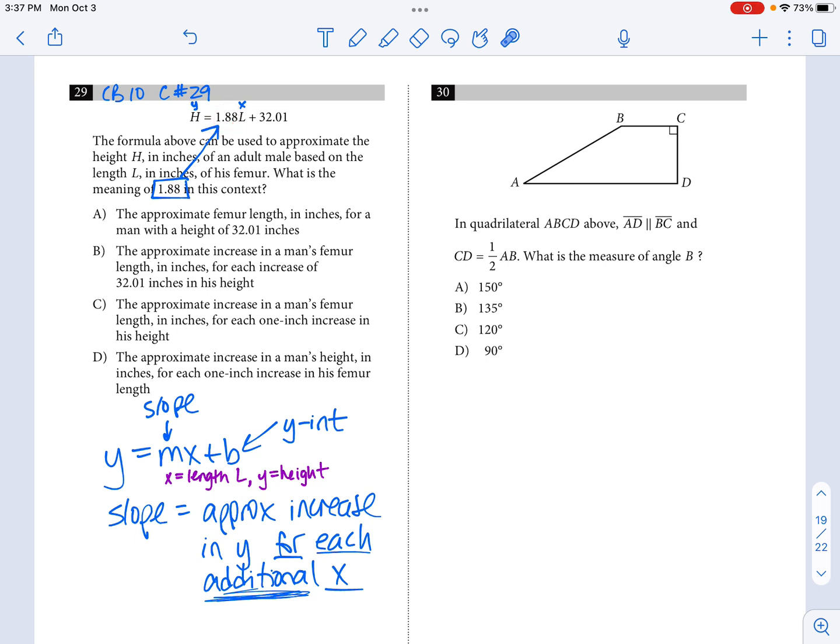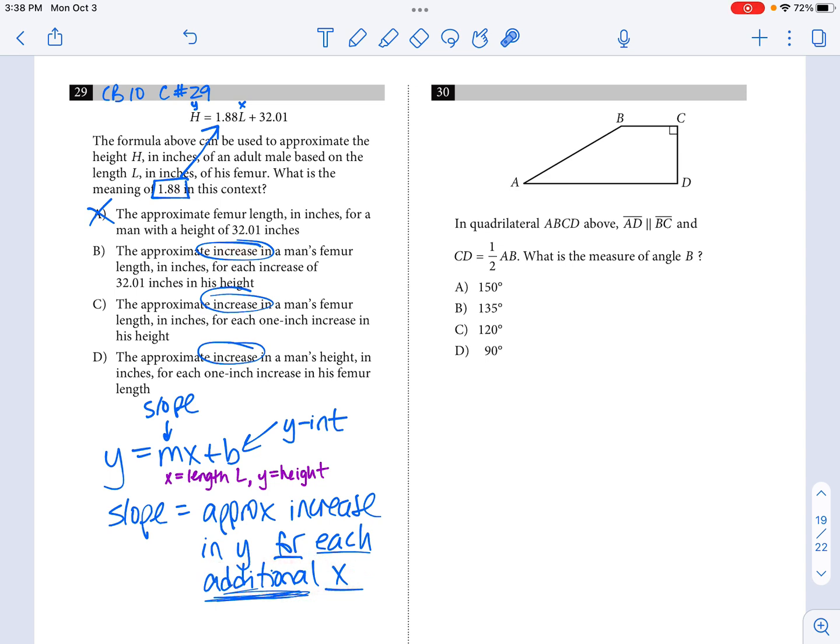by 1.88. So what we have to do is read through these four answer choices, and letter A is incorrect because it doesn't have anything about an increase, or again, if it was a decrease, it would be a negative slope. So notice that B, C, and D all have the word increase in them. The slope is always asking about the approximate increase or decrease of the y value for each additional x. And so we have to read carefully between B, C, and D. The approximate increase in a man's femur in inches for each increase of 32.1 inches. It's supposed to be for each additional single inch.